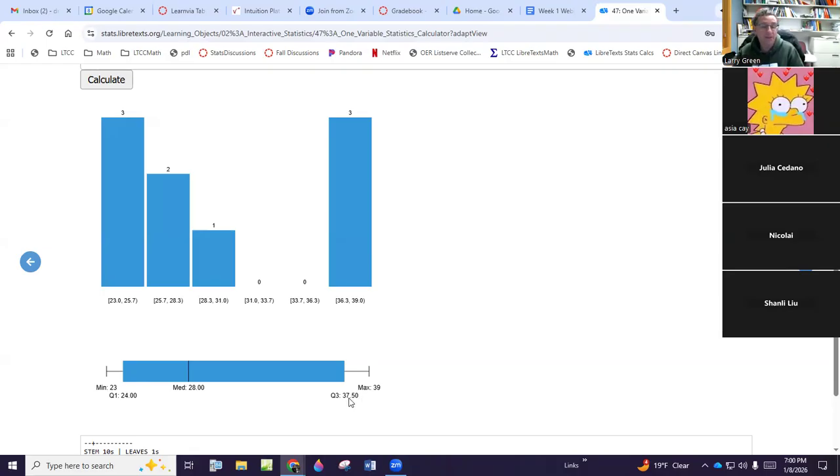Q3 was 37.5, and that is the right-hand side of the box. And then the max, that's the right whisker, and that's 39. So this is sometimes called the 5-point summary because it has 5 numbers.